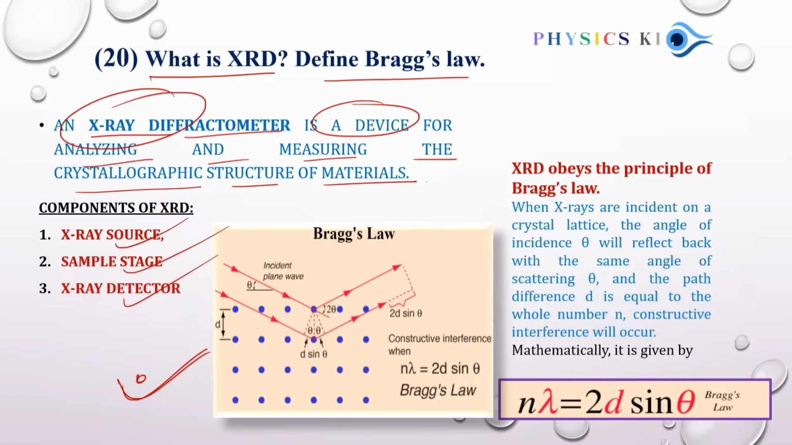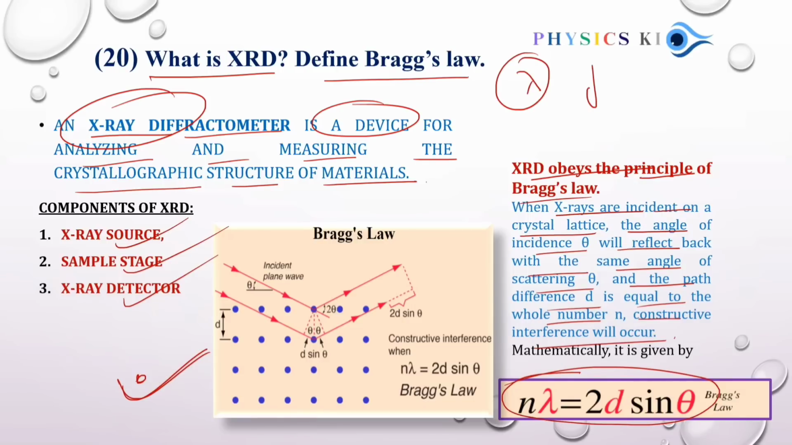And what is Bragg's law? The XRD principle is Bragg's law. When X-rays are incident on a crystal lattice at an angle theta, they reflect back with the same scattering angle theta, and when the path difference is equal to a whole number of wavelengths, constructive interference will occur. That law is 2d sin theta equals n lambda, or you can write n lambda equals 2d sin theta. Here lambda is the wavelength, d is the interplanar distance, and theta is the incident angle and scattering angle.